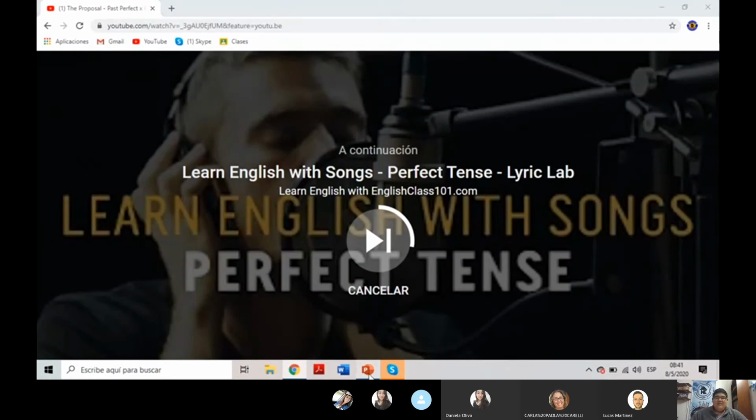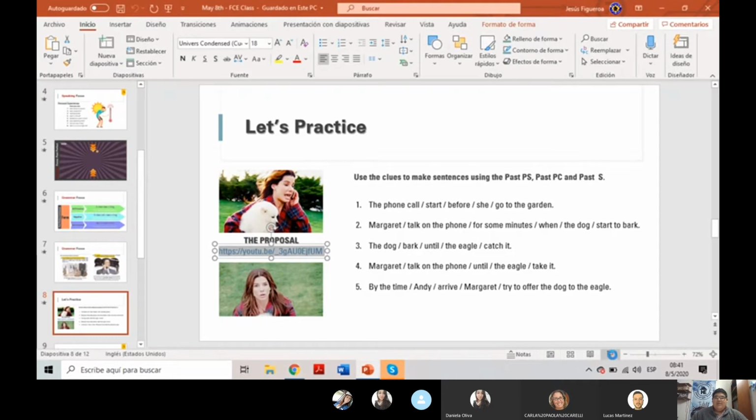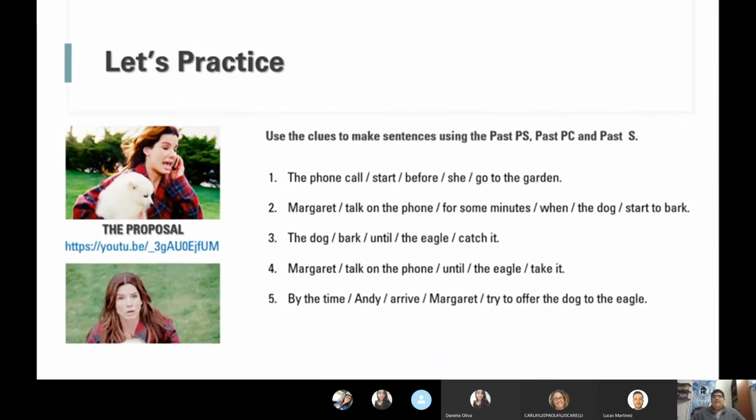Let's see. So now, we have to use these clues to make sentences using the past, present simple.